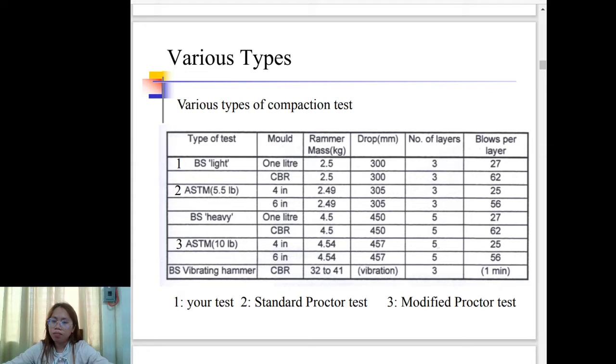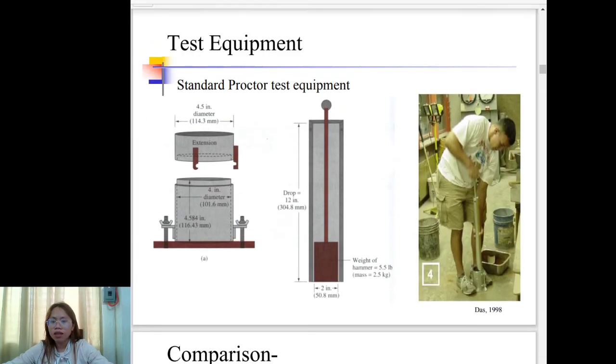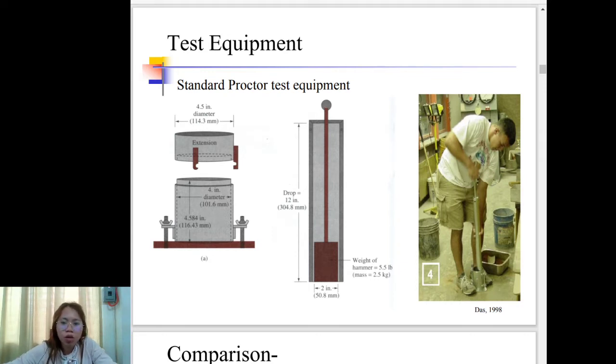The usual test for compaction is the standard Proctor test. So this is the equipment for the standard Proctor test. We have the mold, and then there is an extension, and there is this hammer with a weight of 5.5 pounds or 2.5 kilograms, and a drop of 12 inches or 304.8 millimeters.